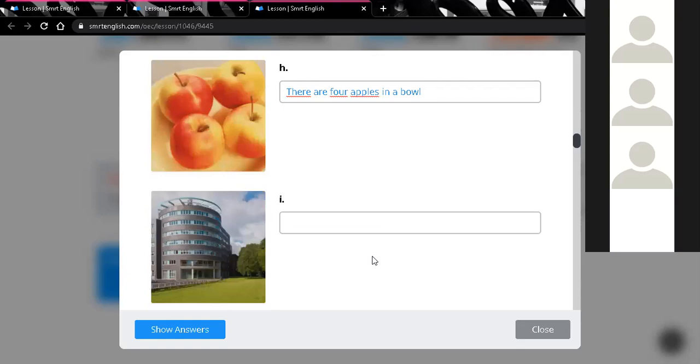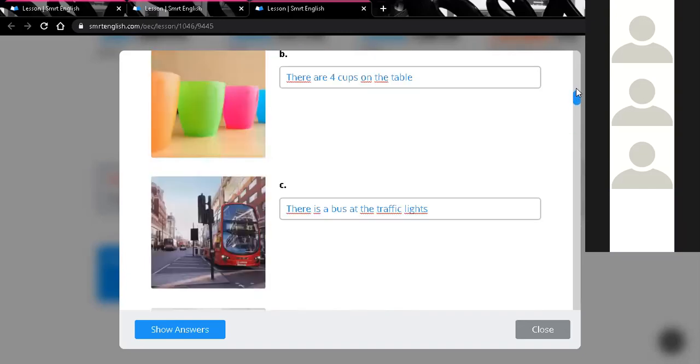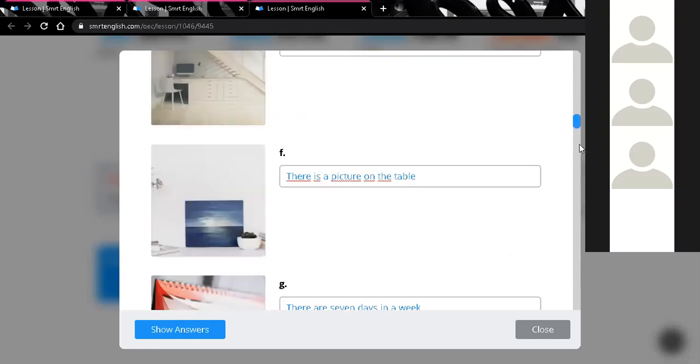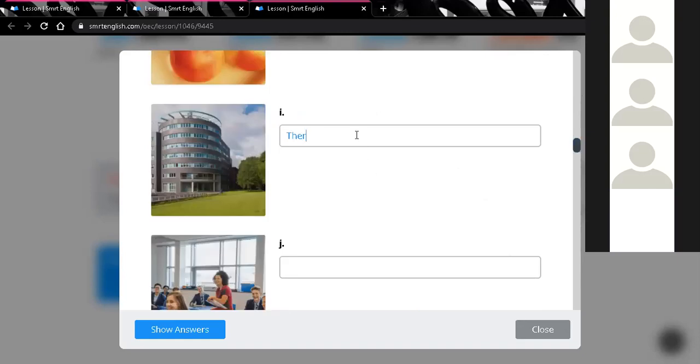Excellent. Okay, I. What is this? Come on, guys. Karen, Guillermo, Roman. What is this? What could it be? The hospital. There are 3 trees near a hospital. Okay. There are trees near a hospital.